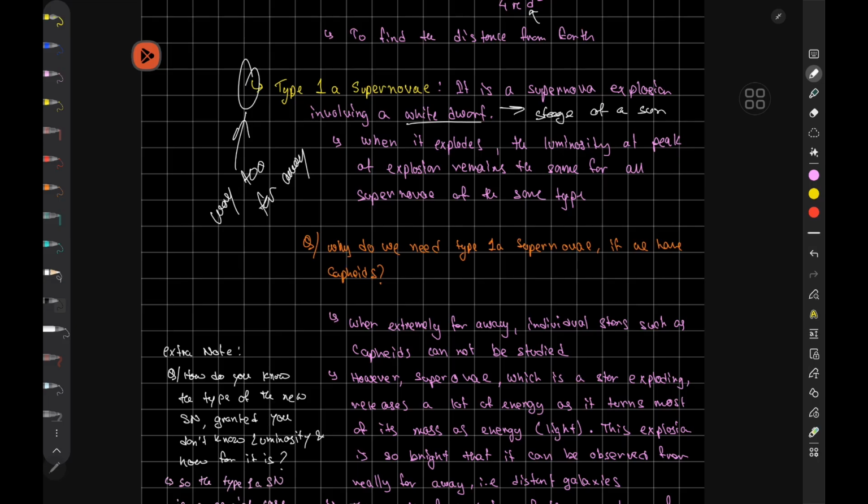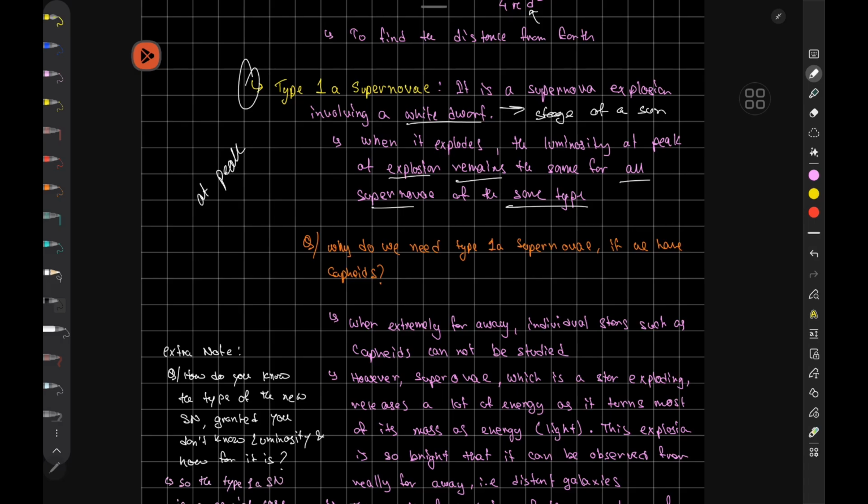So a lot of energy is released in a supernova, right? And type 1a supernova is simply a class of supernova. When it explodes, the feature of this specific type of supernova is that the luminosity at the peak of the explosion remains the same for all supernova of the same type. Do you see where we are going with this? So the thing we've classified is at peak brightness.